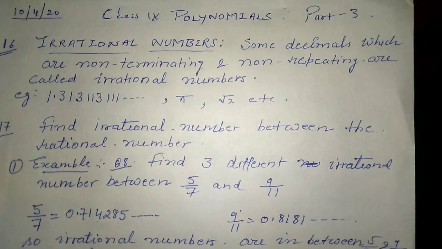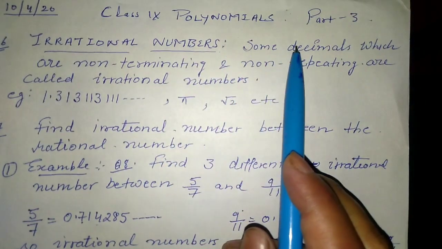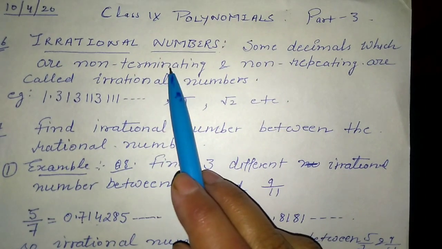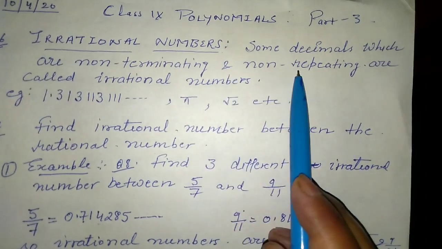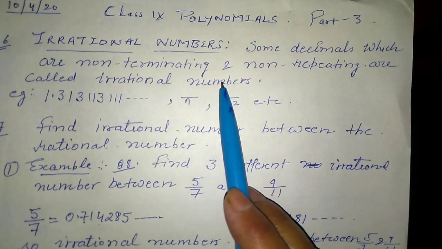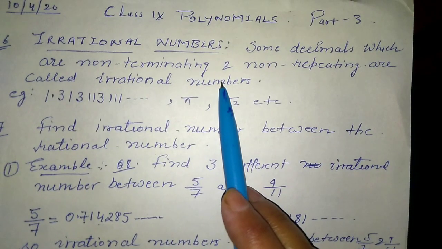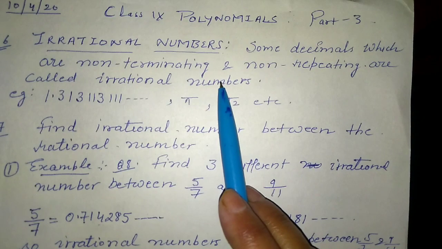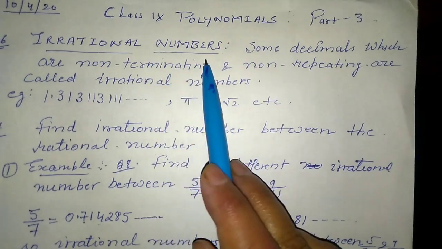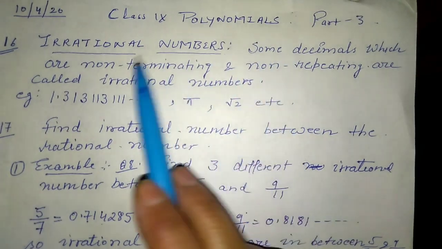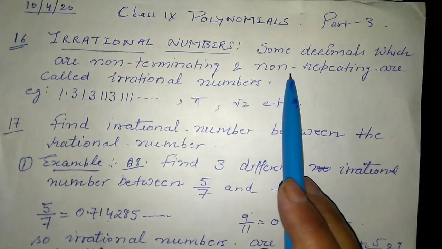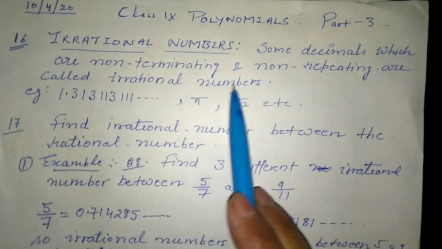Hello everyone, again we are here going to start the irrational numbers. Some decimals which are not terminating and non-repeating are called irrational numbers. In the previous video we discussed the rational numbers: the terminating decimals and the non-terminating but repeating decimals are called rational numbers. But here we have the irrational numbers. So those decimals which are non-terminating and non-repeating as well are called irrational numbers.